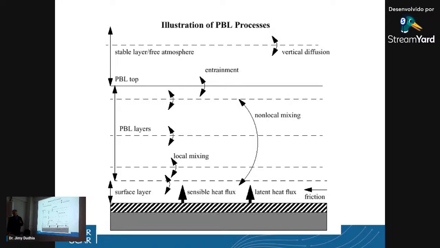Friction is also an input to the lower boundary. It's like a momentum flux, which is also modified by the surface. So there's basically a loss of momentum into the surface that the boundary layer scheme has to treat.